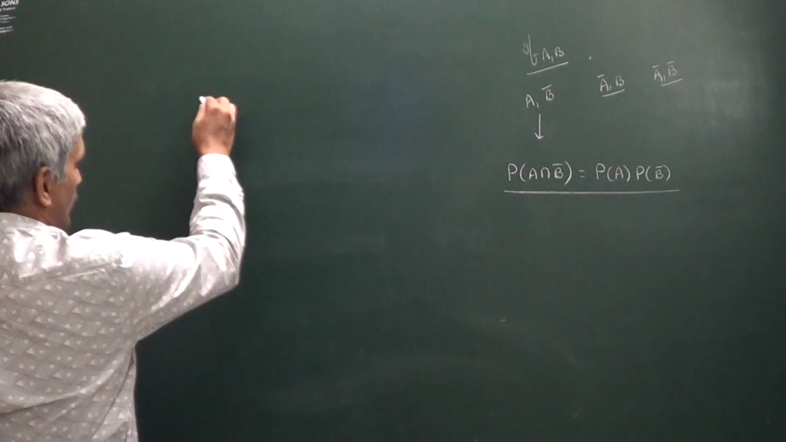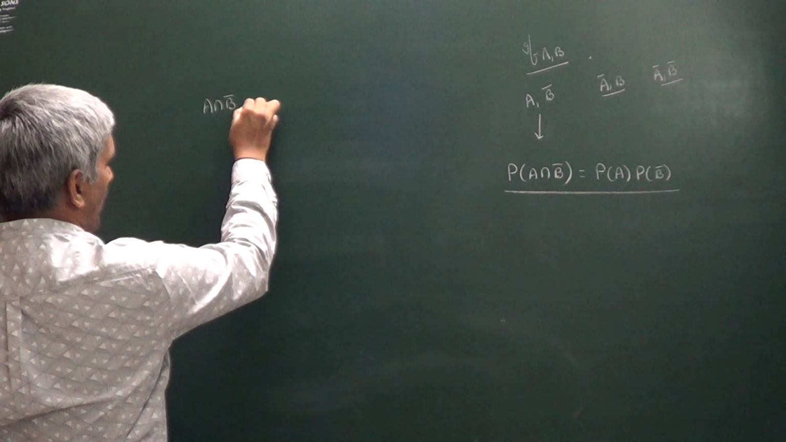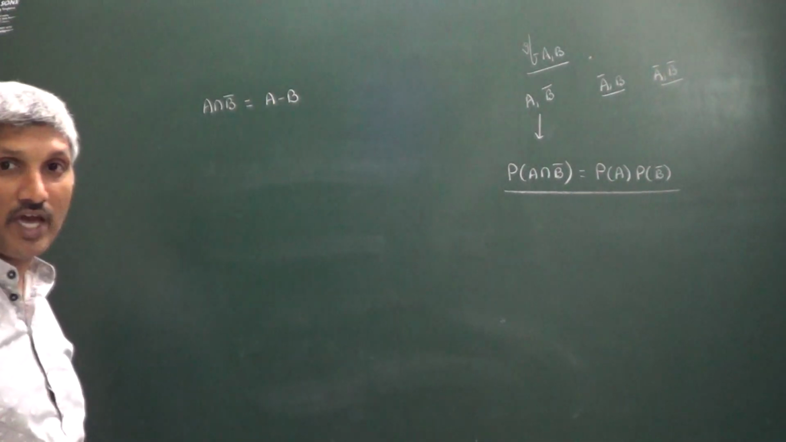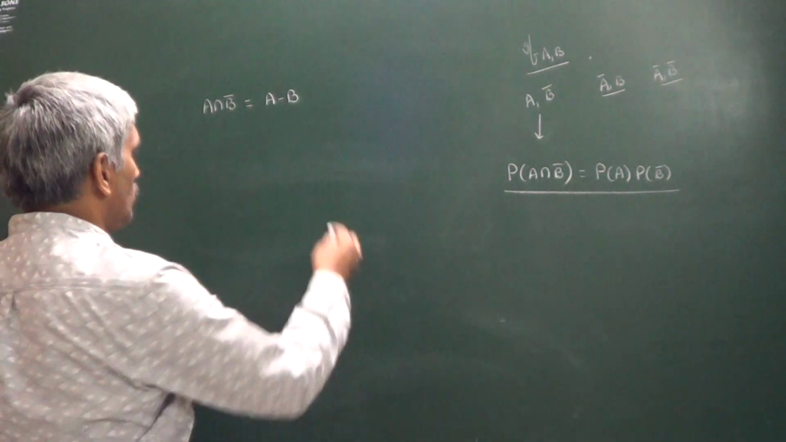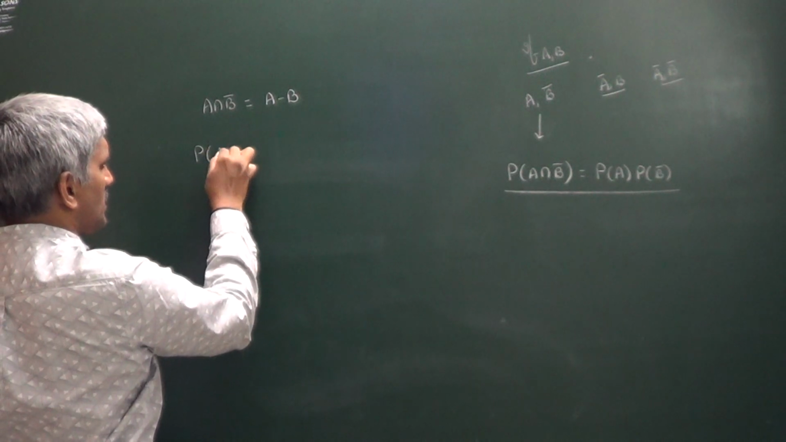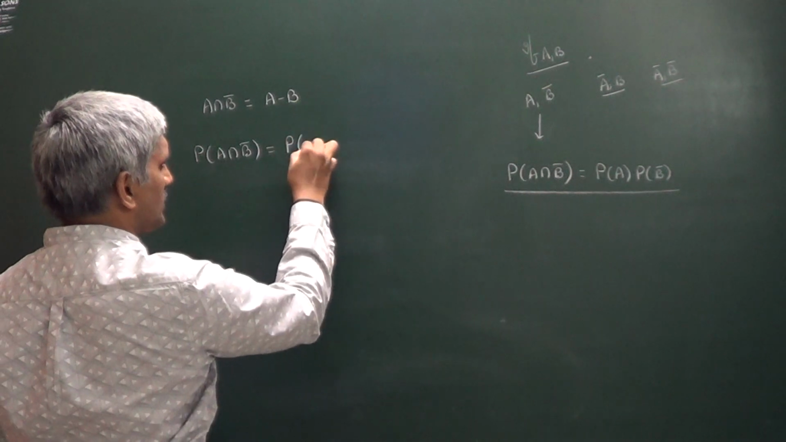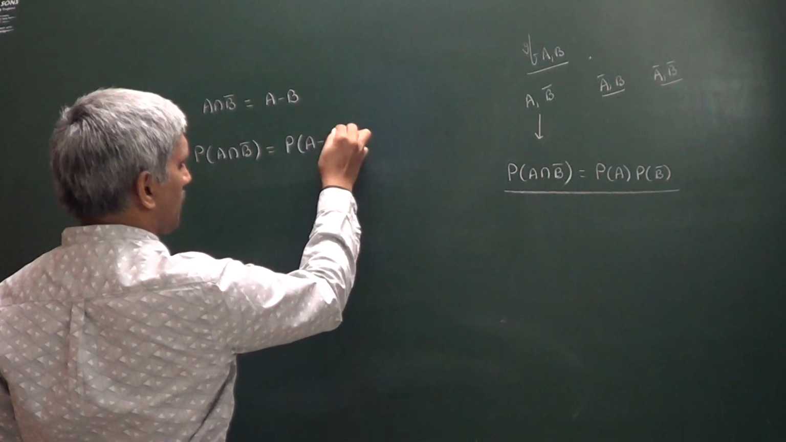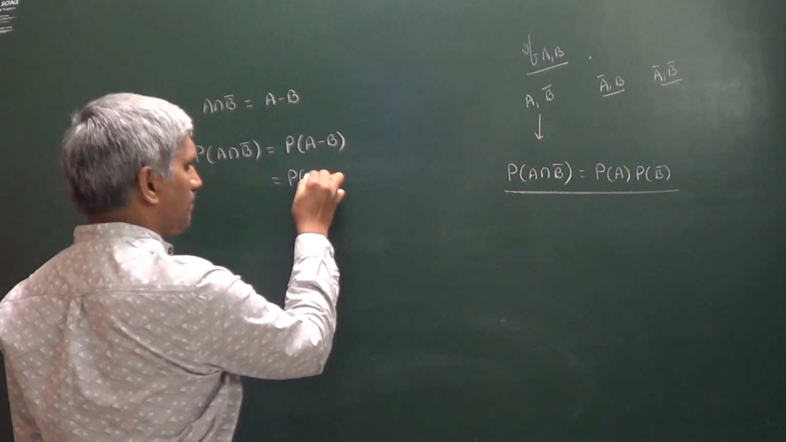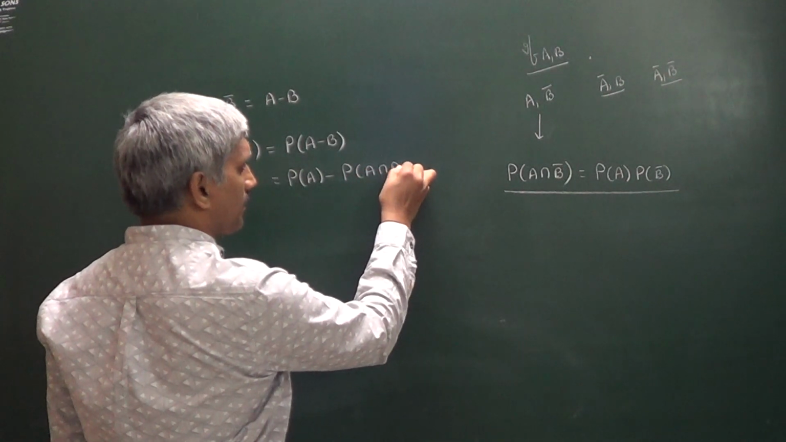I hope everyone knows about this one. A intersection B bar, we can write it as A minus B. From A, the part of B we have to exclude. That is nothing but P of A intersection B bar, we can write it as P of A minus B. So that is nothing but P of A minus P of A intersection B.